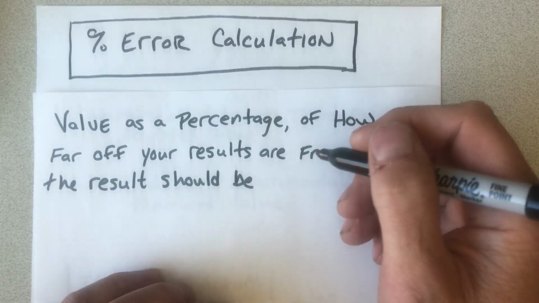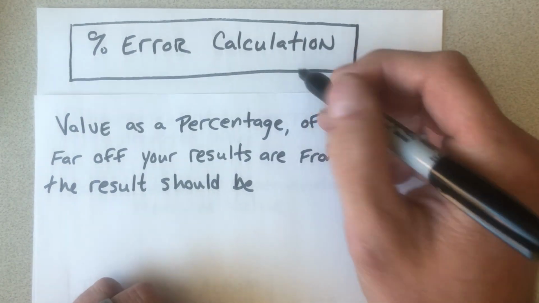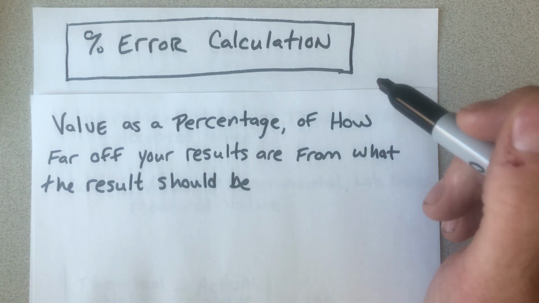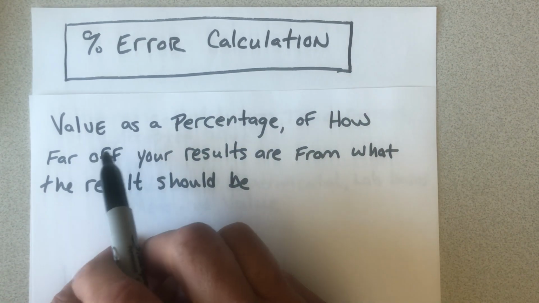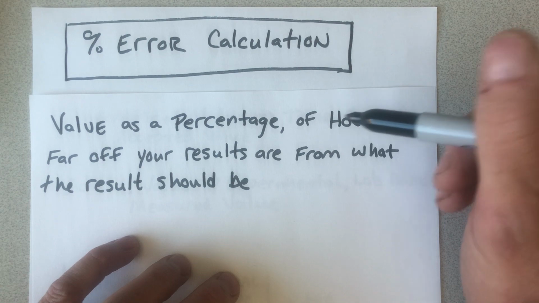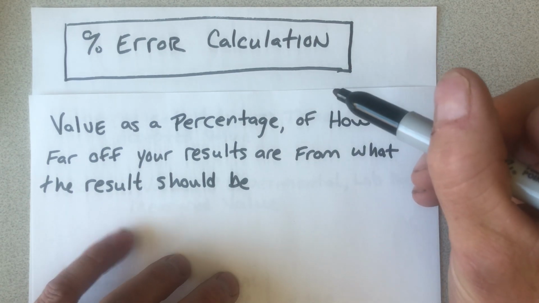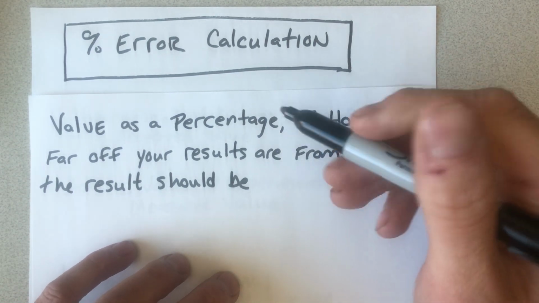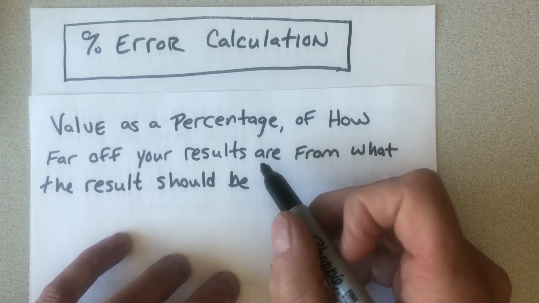All right, let's talk about percent error and the calculation that you would use to find a percent error. This is a value as a percentage of how far off your results are from what the result should be.